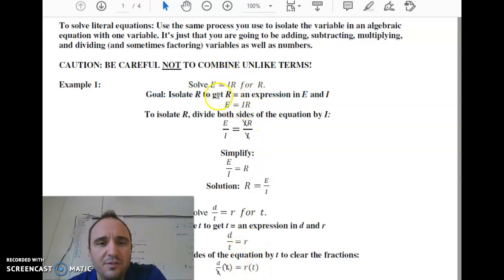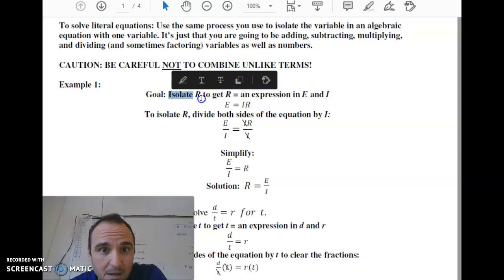For the purpose of this example, they divide both sides by I. So divide by I, divide by I. E equals IR. Divide by I, you get R equals E over I. That's the answer. You have now isolated R. How do you isolate R? Inverse operations. You solve equations using inverse operations.